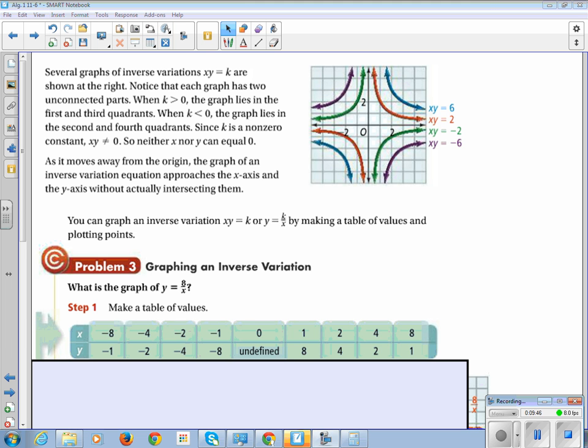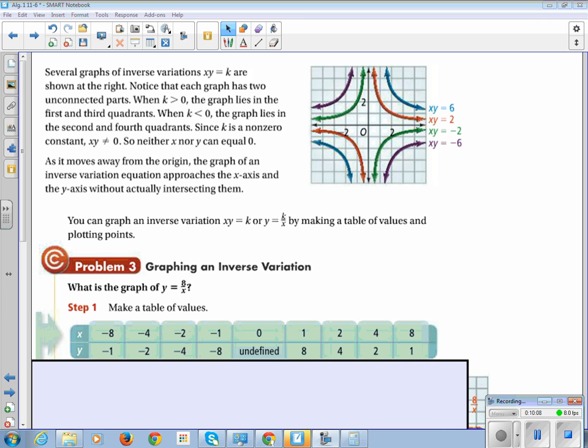What happens if y equals 0? No. As it moves away from the origin, the graph of an inverse variation equation approaches the x-axis and y-axis without actually intersecting them. So there is no x or y axis intersection. Very interesting.